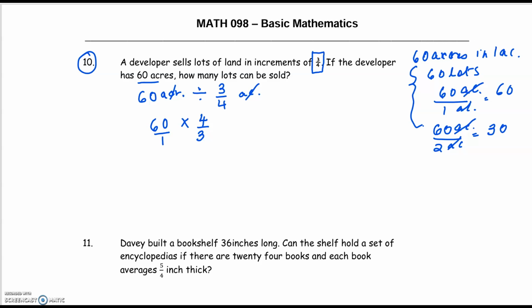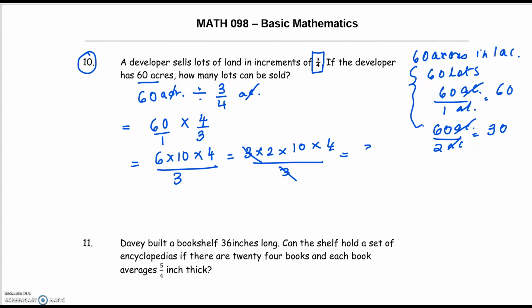So 60 over 1 times 4 over 3. Let's simplify this completely. We have 6 times 10, which is 60, times 4 divided by 3. That's equal to 3 times 2 is 6, times 10 times 4 divided by 3. We cancel the 3's, and we are left with 80 lots. Multiply all the numbers: 10 times 4 is 40, 40 times 2 is 80. So it's 80 lots.